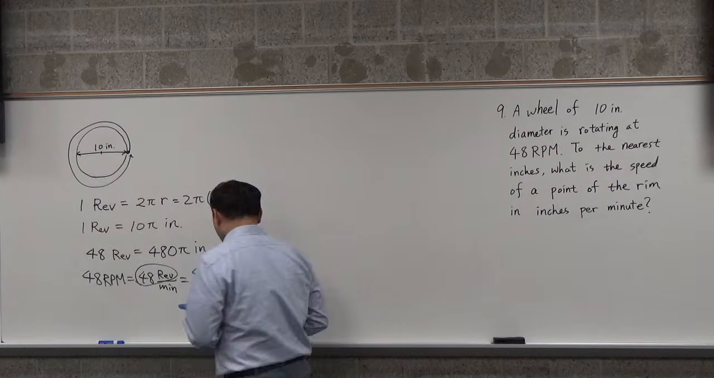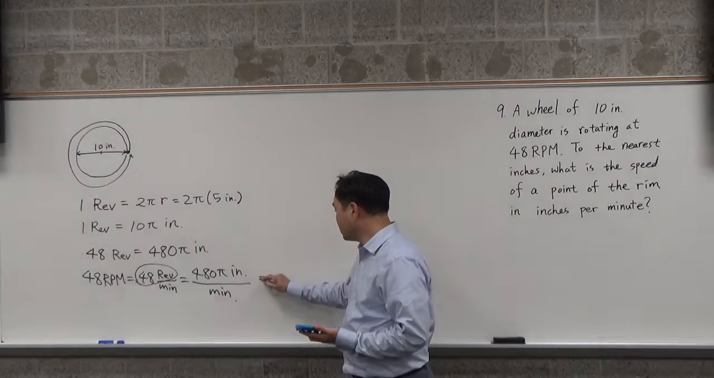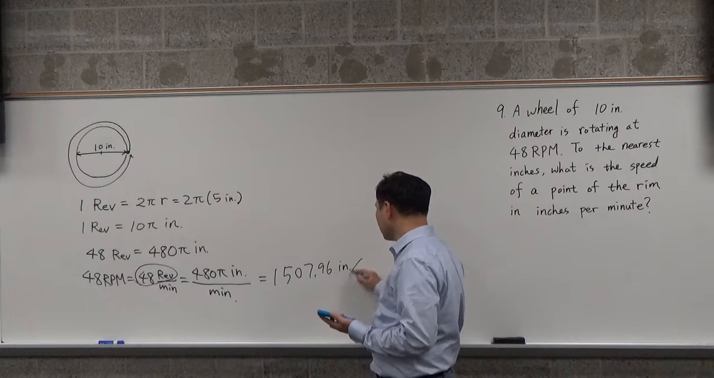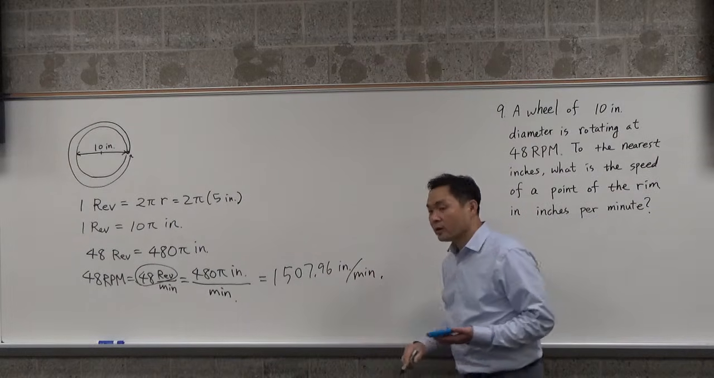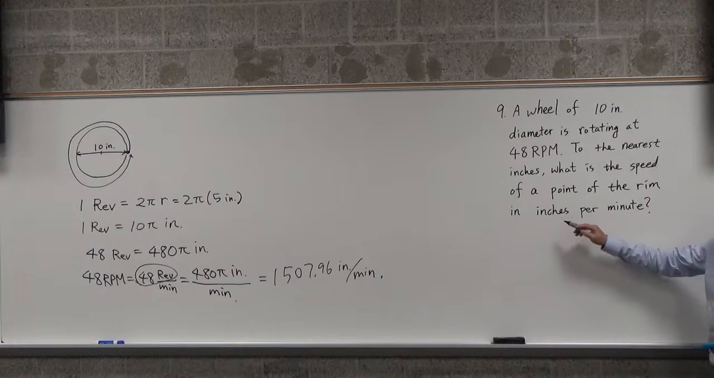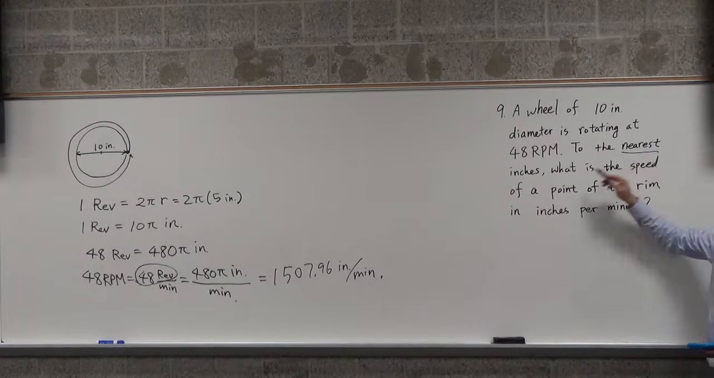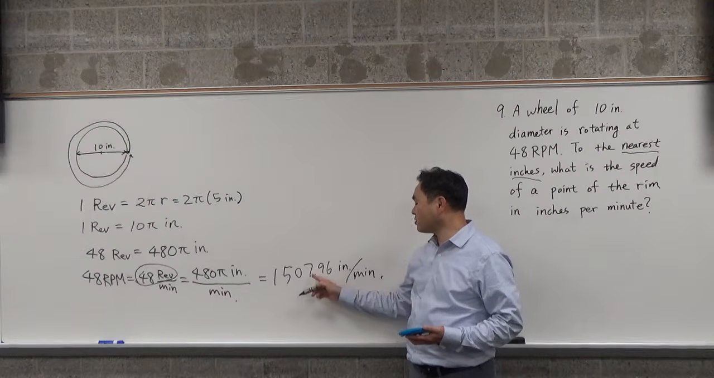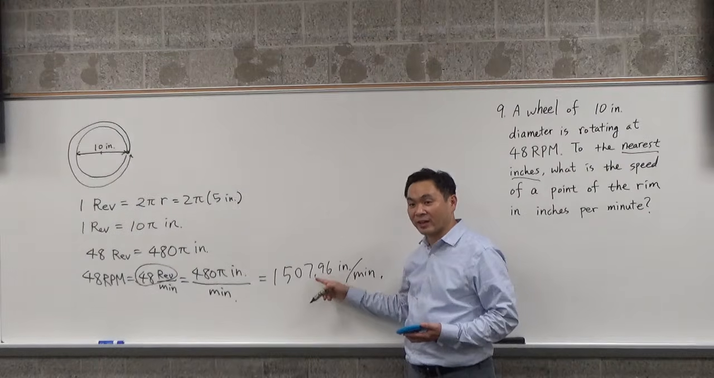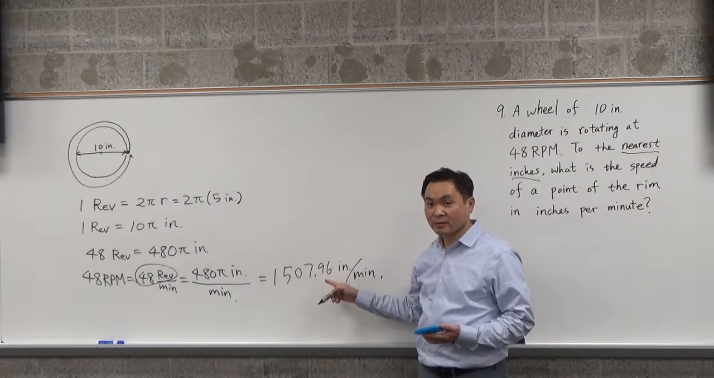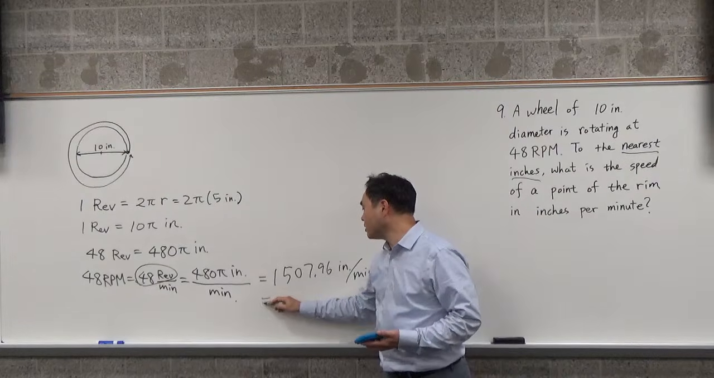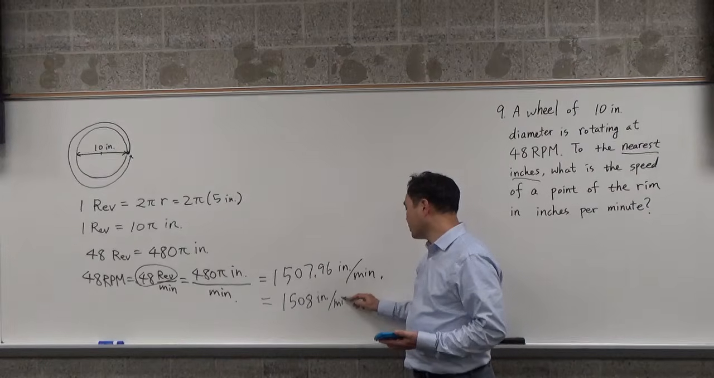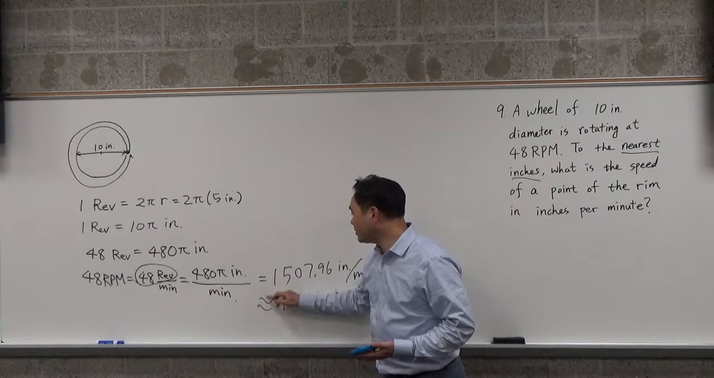Now, in terms of the calculator, I see that it's 1507.96 inches per minute. And because the question says to the nearest inches, right? So what's the nearest inch here? 7.96 is closer to 8 rather than 7. You agree? Okay. So this is going to be 1508 inches per minute if you approximate, okay?